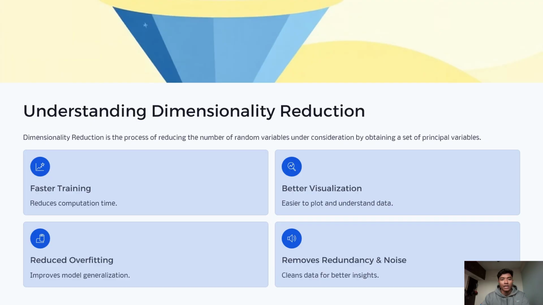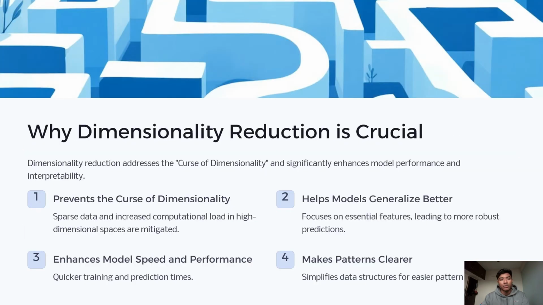Now, why does dimensionality reduction matter? This process is crucial because it fights the curse of dimensionality. As the number of features increases, data becomes sparse, computation becomes expensive, and models struggle to learn properly. Reducing dimensions helps the model generalize better, perform faster, and recognize patterns more clearly.